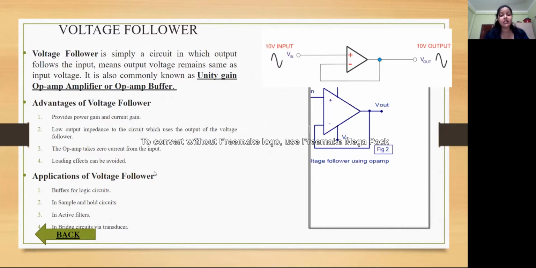And last but not the least, a very important application where we can find a voltage follower circuit. A voltage follower circuit is mostly used as a buffer for logic circuits. As its name implies, it's a buffer circuit. In sample and hold circuits, we also use a voltage follower, as well as in active filters and in bridge circuits with transducers. So this is all about the voltage follower circuit.